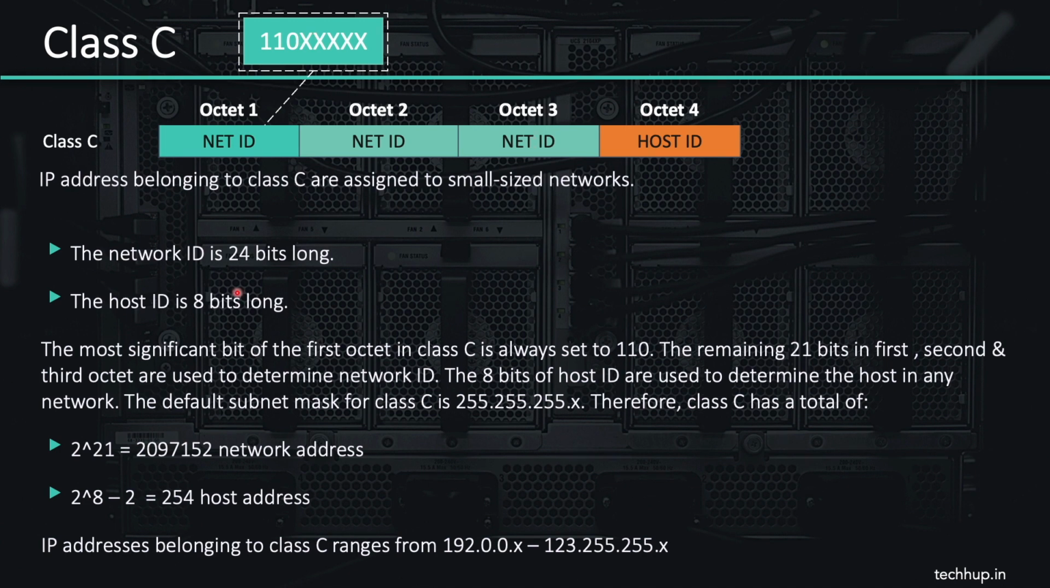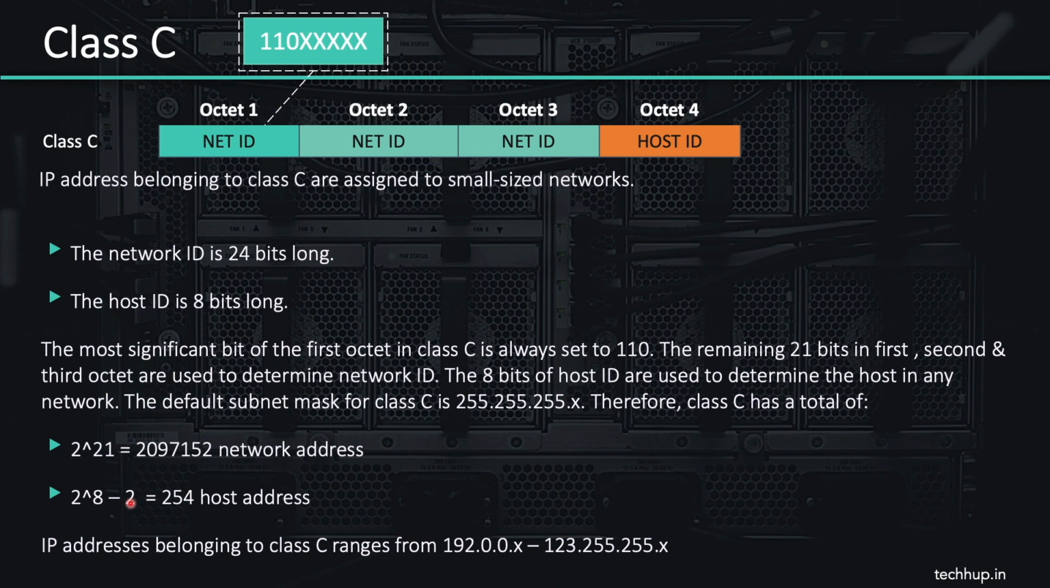So we raise 2 to the power 21 to get the number of networks that are possible out of a class C IP address. And similarly, for the number of hosts that can be supported, we raise 2 to the power of the number of bits that is available for host addressing, which is 8 in this case. But we remove two IP addresses, which is the very first IP address that would be used for the network ID, and the very last address, which is used for the loopback or broadcasting.